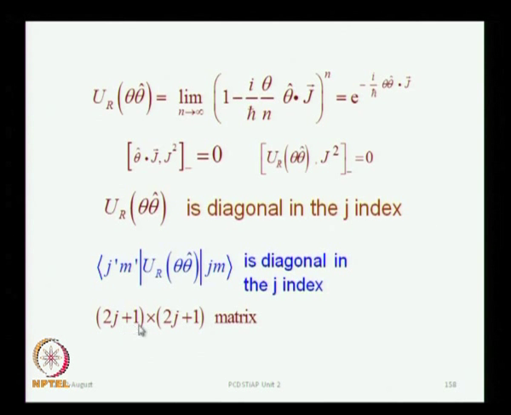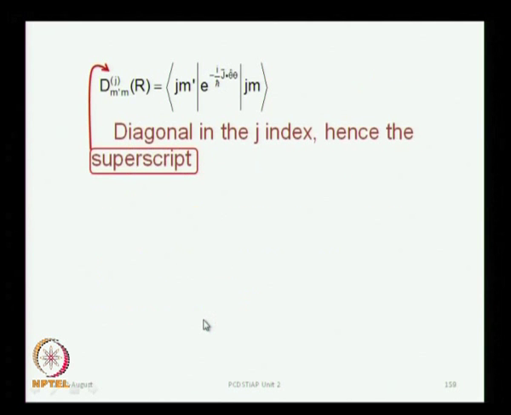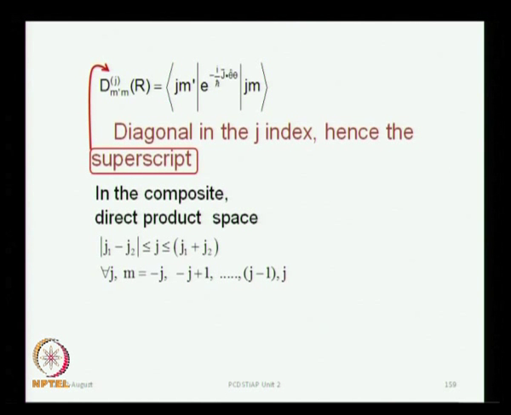The matrix size will be 2j plus 1 times 2j plus 1, and you can denote the matrix element by a row index and a column index. So this is the row index m prime, this is the column index m, and the superscript j will remind you as to which angular momentum it really belongs to, because so far as this superscript index j is concerned, the rotation matrix will definitely be diagonal in this index.